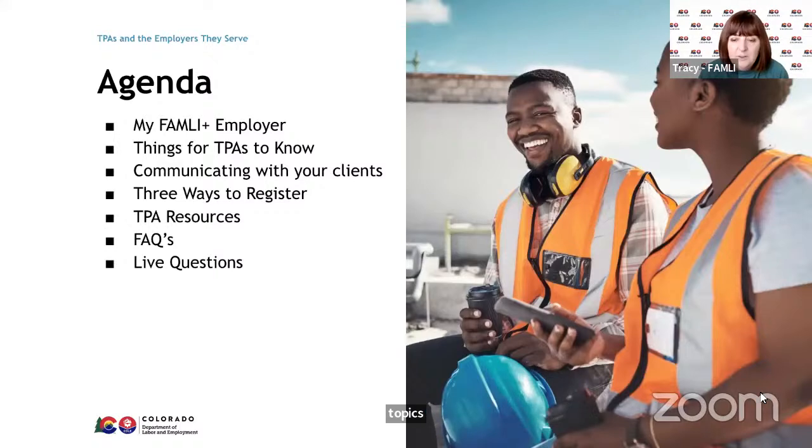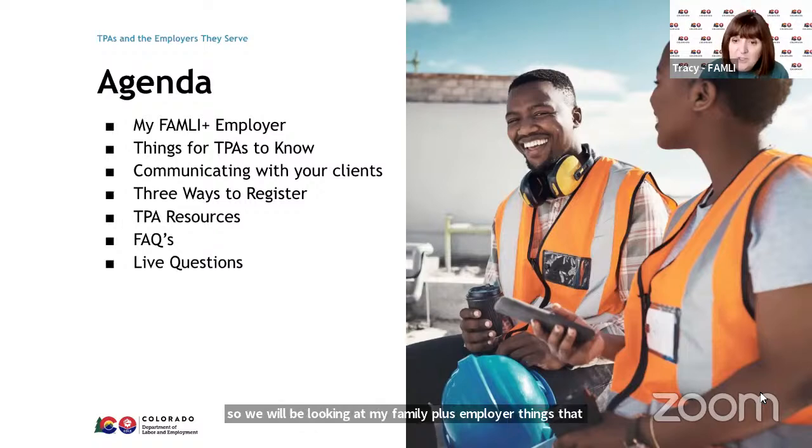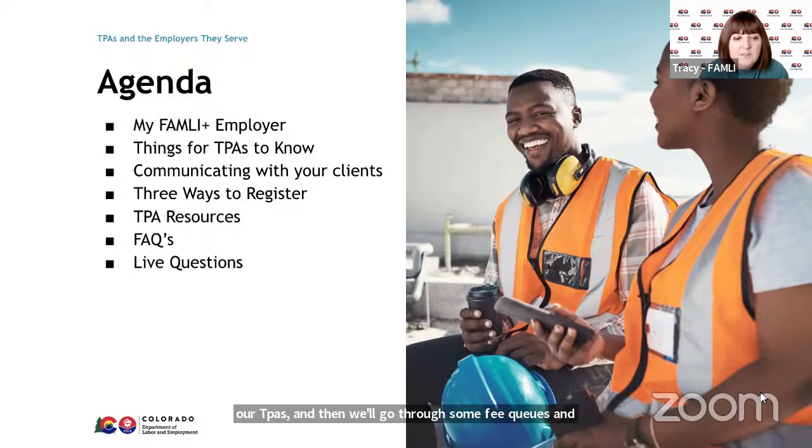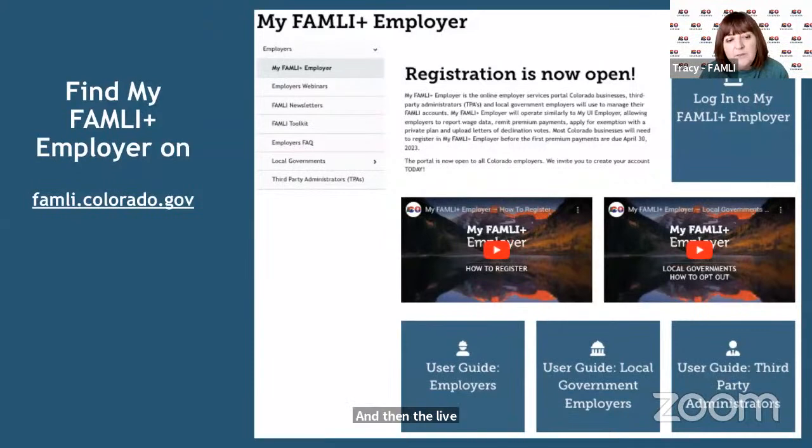A quick look at the agenda that we'll be covering today. So we will be looking at My Family Plus Employer, things that TPAs need to know, how to communicate these changes to your clients. We'll look at 3 different ways for you to register. We'll look at the resources that we have available for our TPAs, and then we'll go through some FAQs and then the live questions. So to begin, TPAs will need to register and create a TPA account before registering the employer clients that they serve.